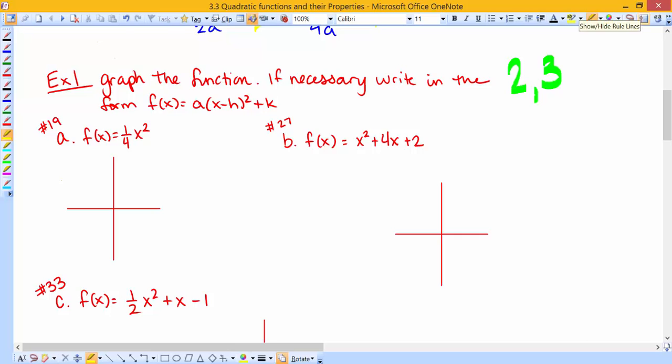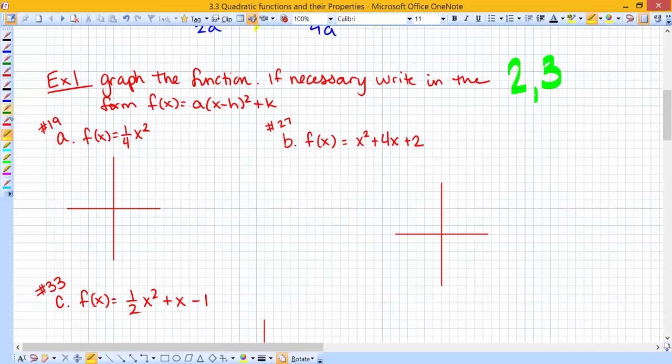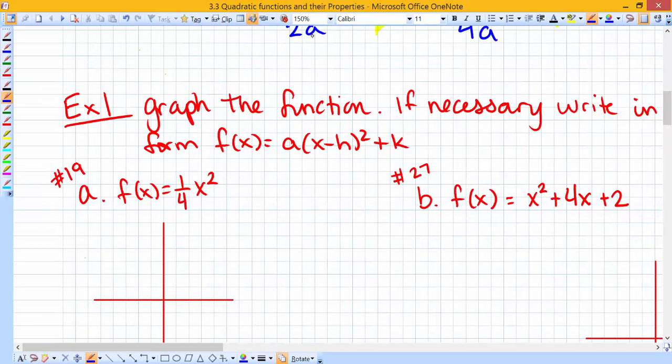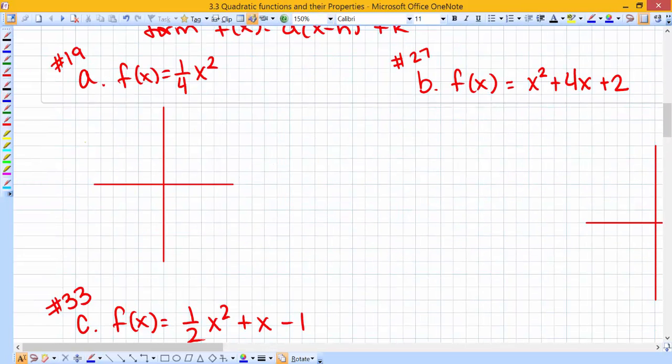Let me add in the graph here. And then I'm going to make this a little bit bigger so that way we are focused on one example at a time. So let me zoom in, and we'll just do A first.